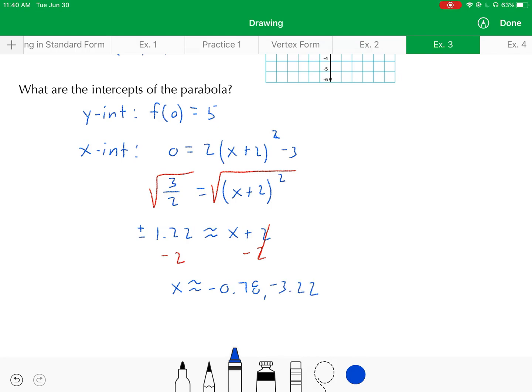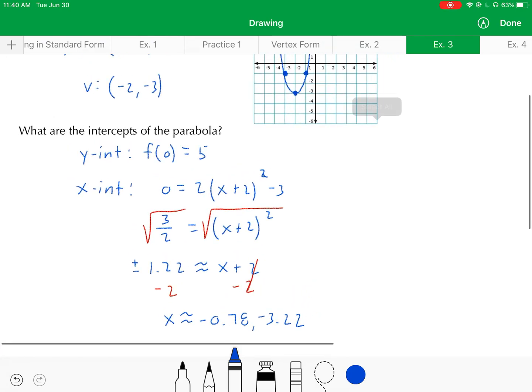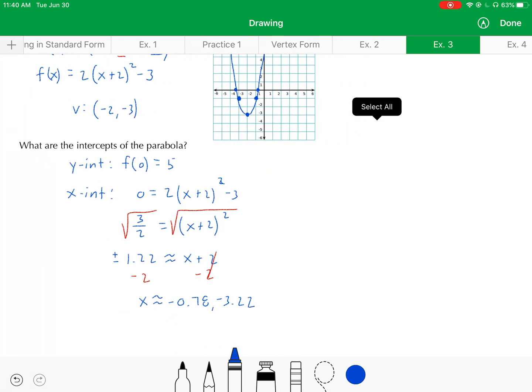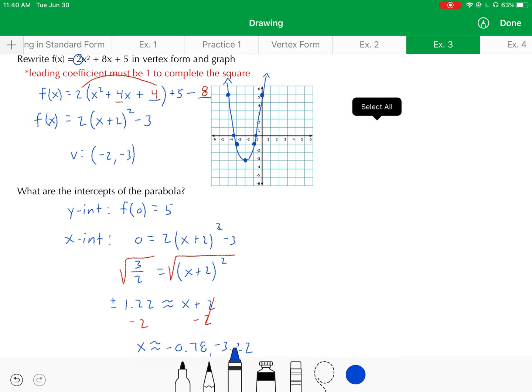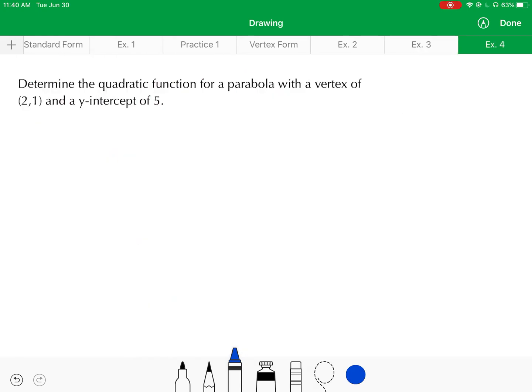Now see if those two values appear to match the graph. So negative 0.78 sure does. Negative 3.22 sure does. Okay. All right, now last example here. Going to kind of switch gears just a bit. I want to determine the quadratic function for a parabola whose vertex is 2, 1, and whose y-intercept is 5. Okay, so here's a situation where I'm given some information about my parabola, and I just want to come up with an equation to match it.